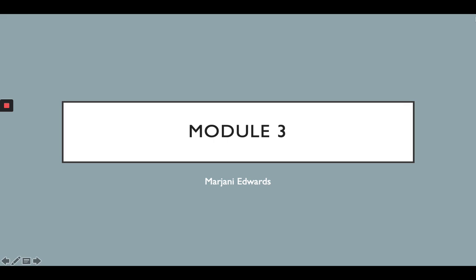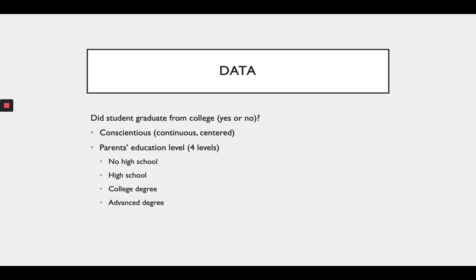Okay. So this is my module 3. Our data, we're going to be looking at a dichotomous outcome, which is did students graduate from college? We're going to have one continuous predictor and then one categorical predictor with 4 levels. That's parents' educational level.